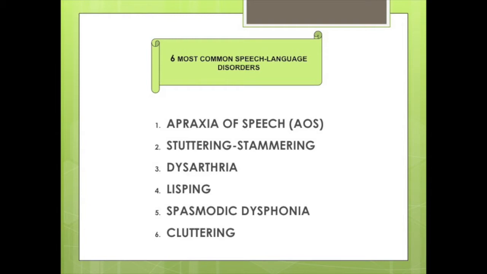Number 4, lisping. Most people know this one, in which S and Z are most often mispronounced. For example, as in speech. Number 5, spasmodic dysphonia. The disorder in which the muscles that generate a person's voice go into periods of spasm. This results in breaks or interruptions in the voice. Researchers think it may be caused by a problem in the basal ganglia of the brain.